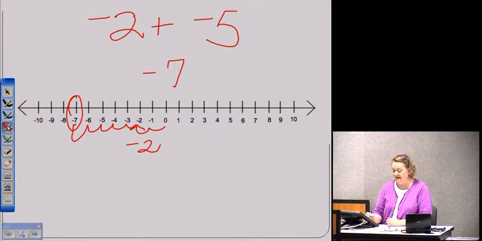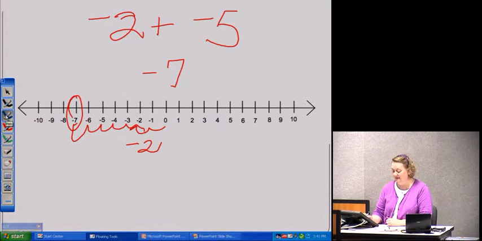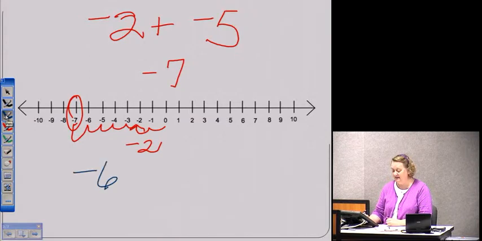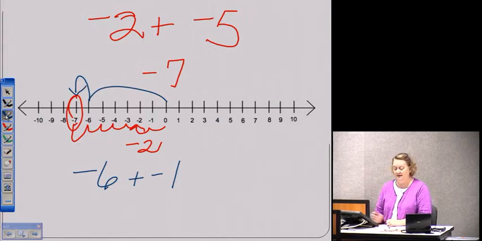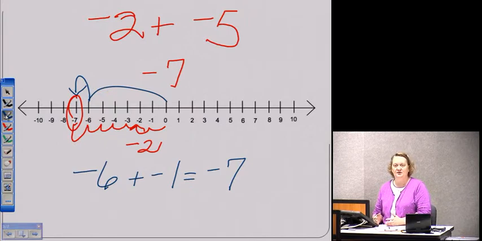The same thing could be said if I looked at -6 plus -1. I would go down 6 units, then 1 more, and where would I end up at? -7. And I've shown you and repeated the -7 on purpose here so that you could see what I'm doing. If the signs are the same, I add the numbers and keep the sign.